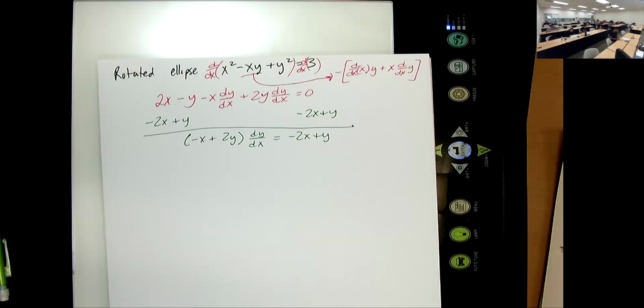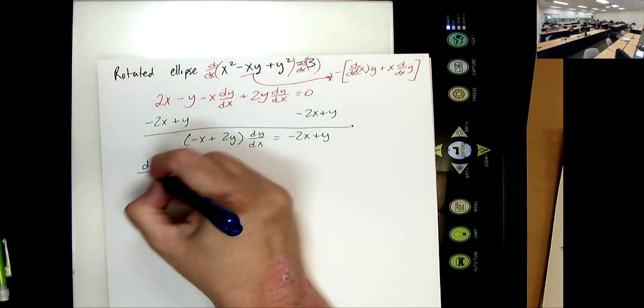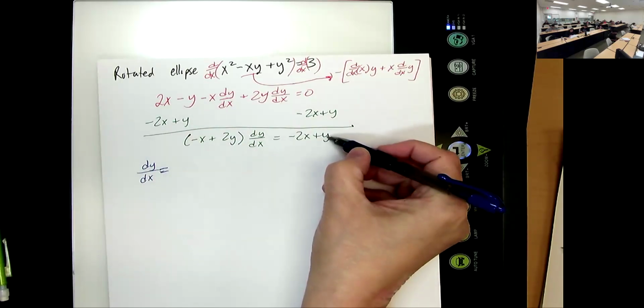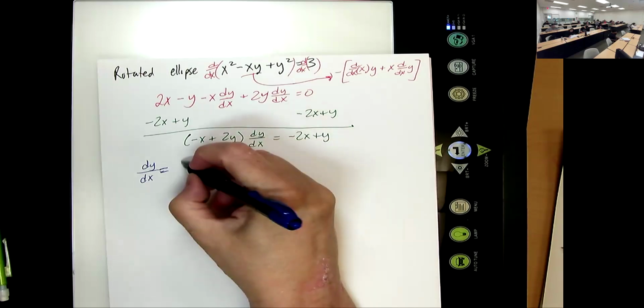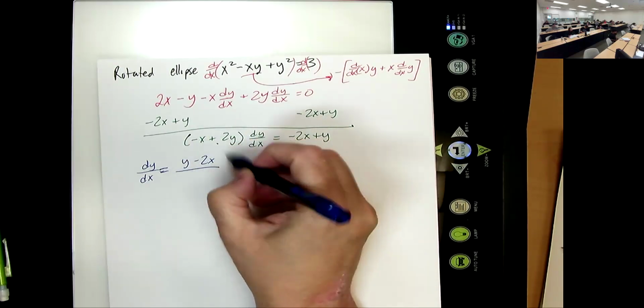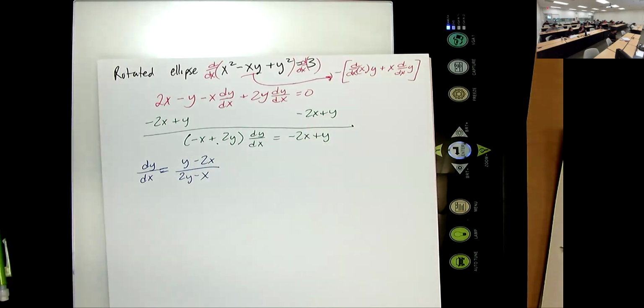And I hate having negatives in front. So when I divide, I'm going to rearrange what I'm dividing so that the negative is afterwards. On the top, I'm going to make this y minus 2x, and we're dividing by this. I'm going to make that 2y minus x. I just hate negatives up front. I don't know why. I think I'd be okay with it, but it just makes me twitch.